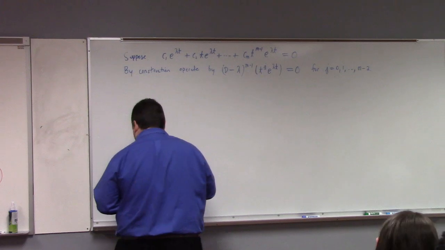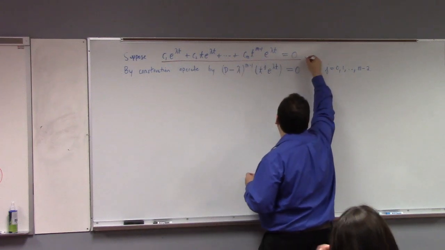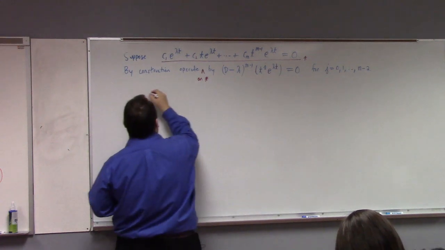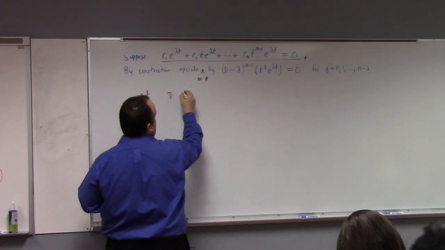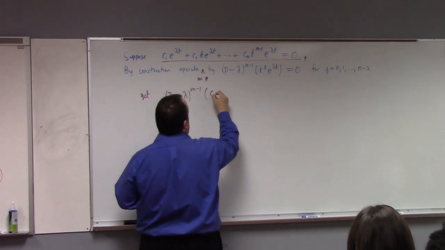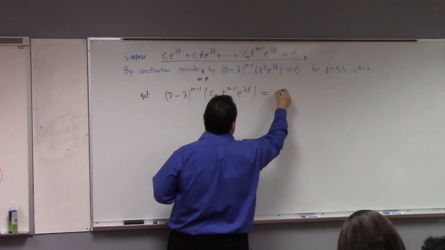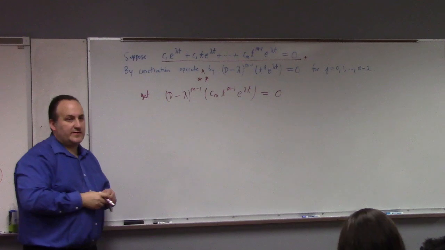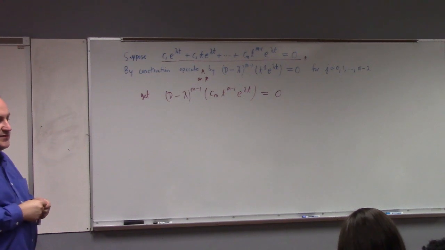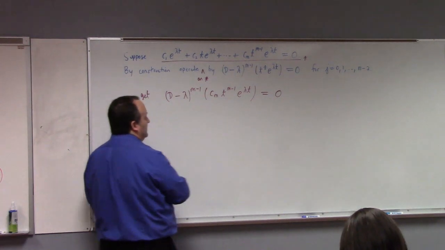So if I take this equation here, let me call it star. If I operate on star by this, we get just d minus lambda to the m minus 1 power acting on Cm t to the m minus 1 e to the lambda t equals 0. Because that operator kills the first terms, everything up to the last term that is going to differentiate to 0. And then what happens when you do this on that? What happens there?